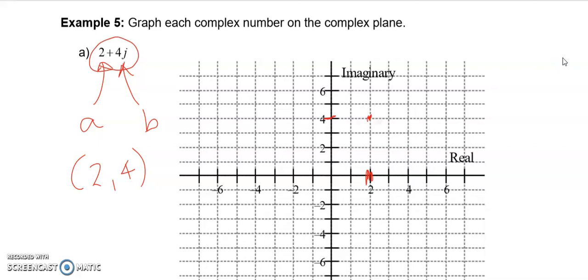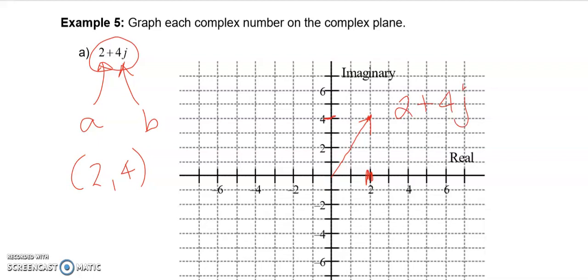Now something else that you have to add to the graph is a vector from the origin (0, 0) up to that point. So it would look something like this. Now I don't have a straight edge with me here, but hopefully you have a straight edge. Make sure you use a ruler or some kind of a straight edge when you're graphing these. So here is the number 2 plus 4j. That's how we graph it.